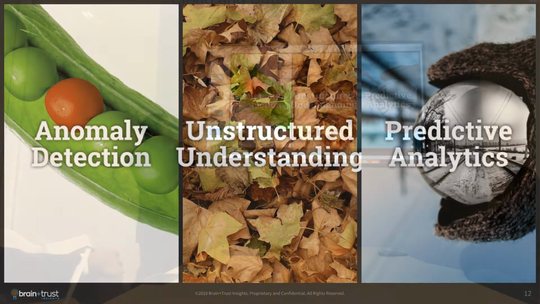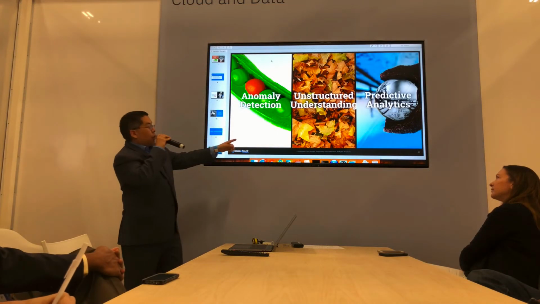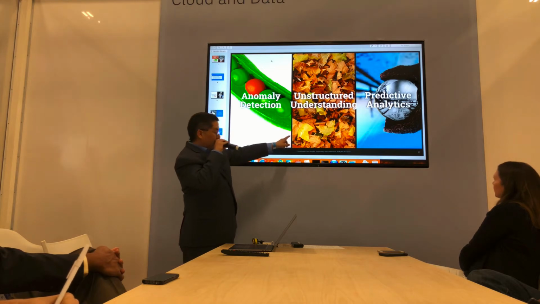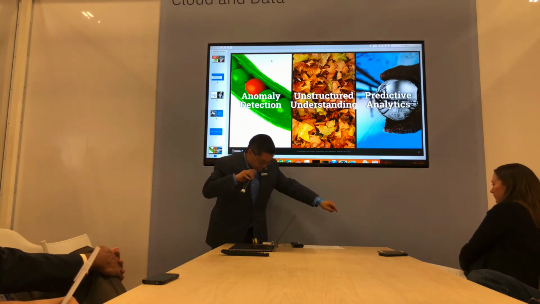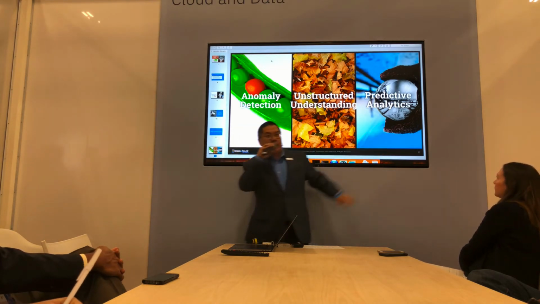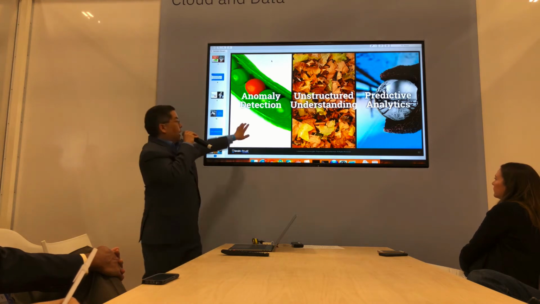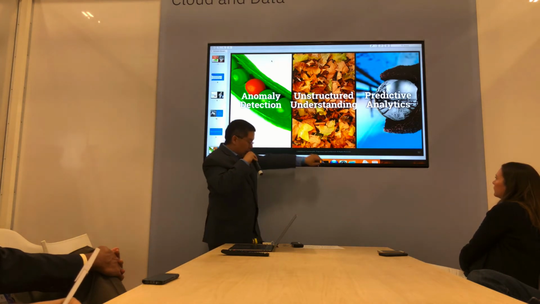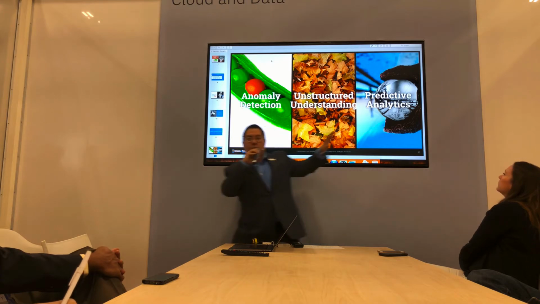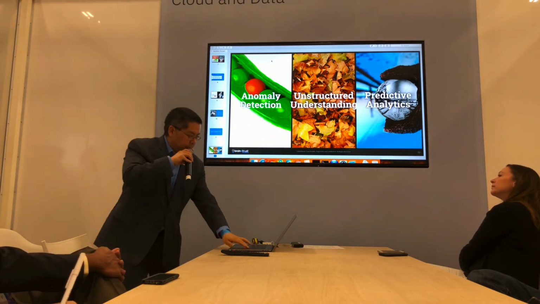We need to be able to know when something is odd. We need to be able to make sense of disorder. And once we know what's happening and why, what are we going to do about it? That's sort of the three pillars of disruption.